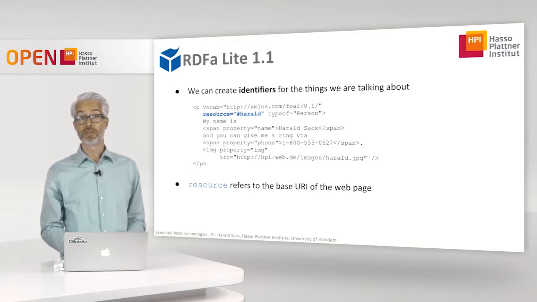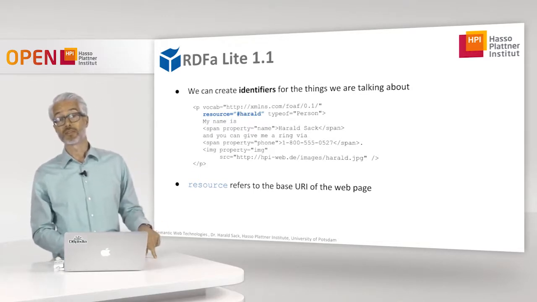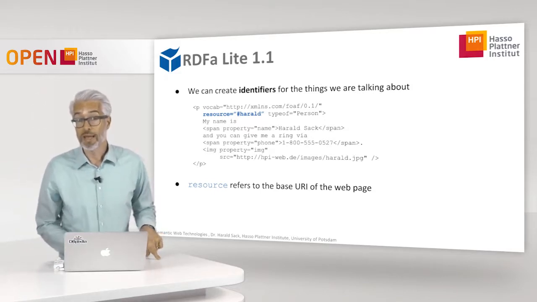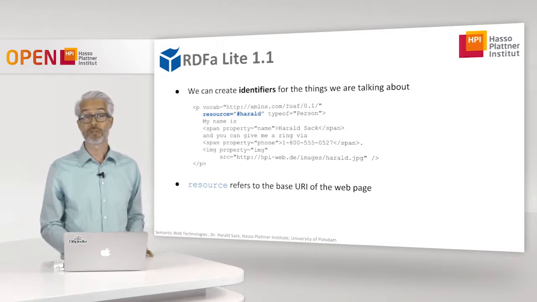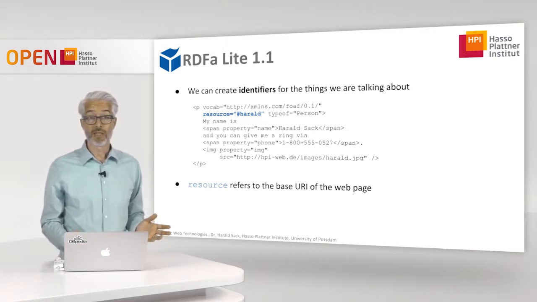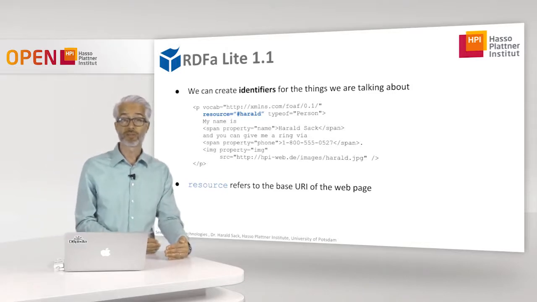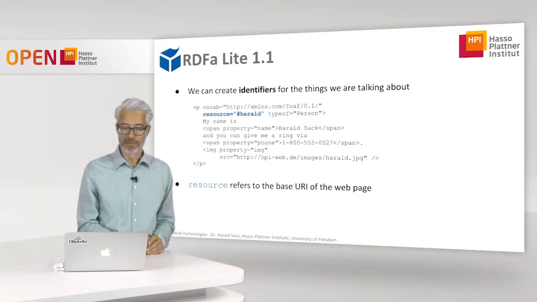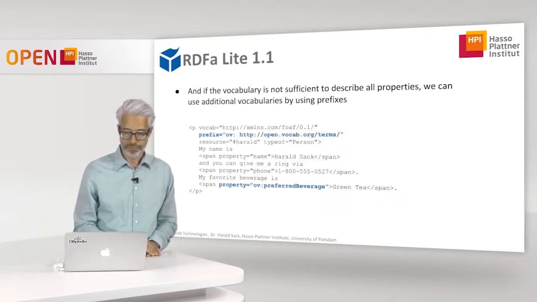Okay, we can already do more. Of course, the thing we are talking about does not necessarily have to be a blank node. Of course, I can also give this resource a name and a URI. So I specify what I'm talking about in this paragraph tag. I give this a URI, and I say, okay, this might have the URI Harald. So I use relative URIs here, because the base URI of my HTML page is always used to complement relative URIs. So that's quite nice and quite simple.